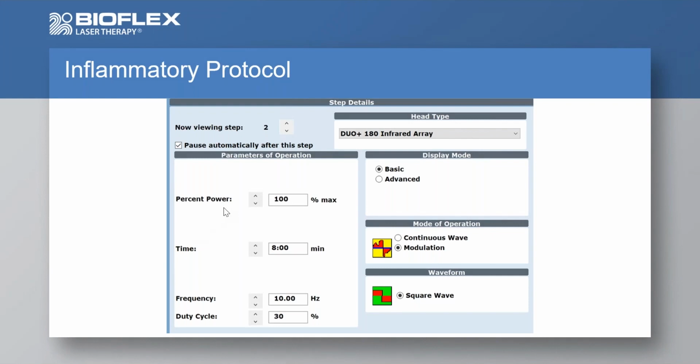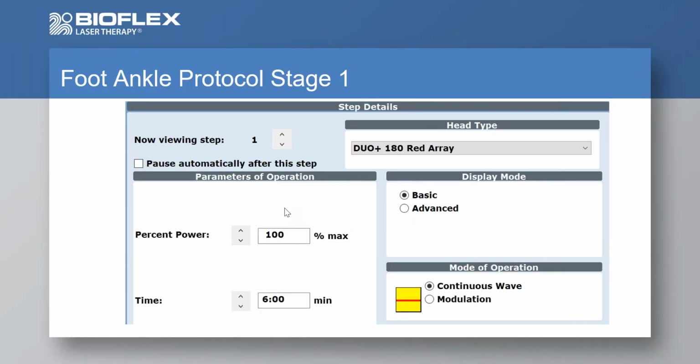Whereas the second step would then be the near infrared light, and that's set at modulated at 10 hertz and 30% duty cycle. So a relatively low dosage of infrared, a much higher dosage of red light, and again for 8 minutes. So this is a standardized inflammatory protocol. You can use this in the first few days to get things under control. Then I would recommend going into the foot and ankle protocol.